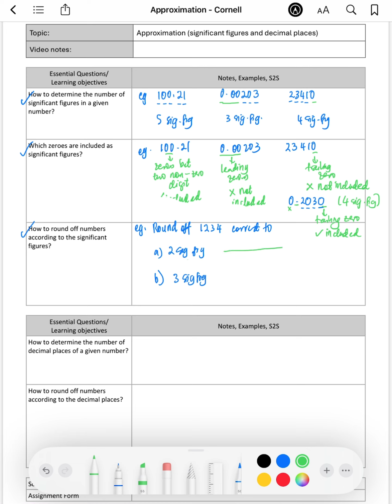drawing a number line with the place value with the number 1234. Now since the question is asking for two significant figures, that means we start counting from the first non-zero digit, so that's 1 and 2.